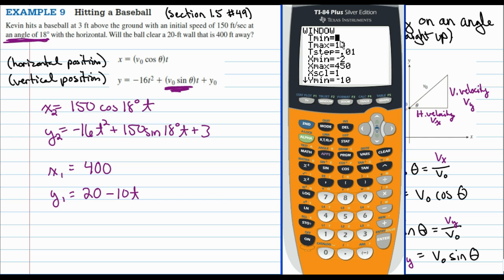So now as far as our window is concerned, T-min, 0 seconds. T-max, I'm guessing 10 seconds. I have no idea how long it's going to take the ball to go over that wall or hit the wall. I don't know. T-step, we're going to go with 0.01. My X-min, -2. My X-max, I've got to see past that wall, so I'm going to do 450 feet. Ymin -10. Now I'm not really sure how high the ball is going to go, so I tried 50 feet. We'll see. So let's graph that.